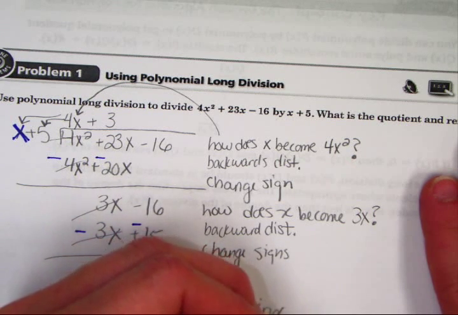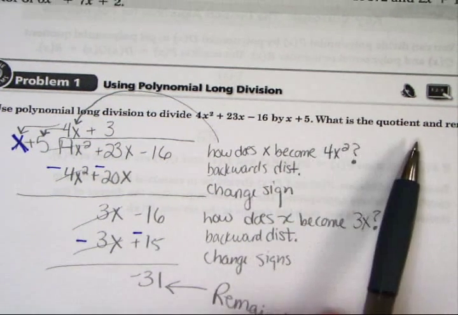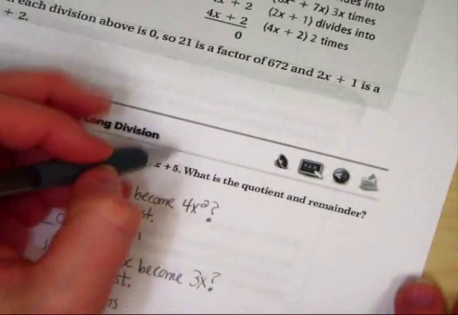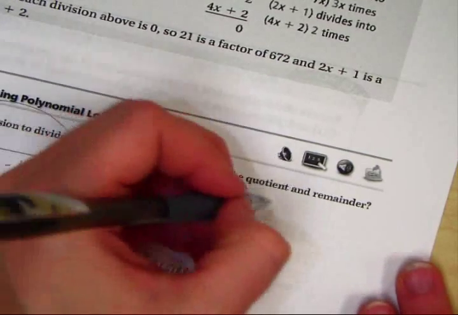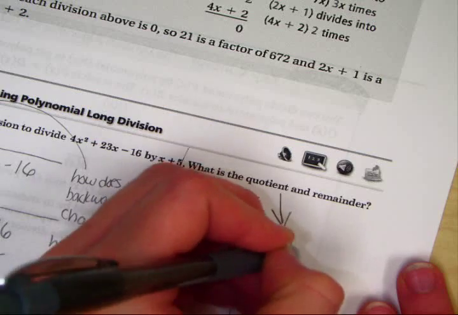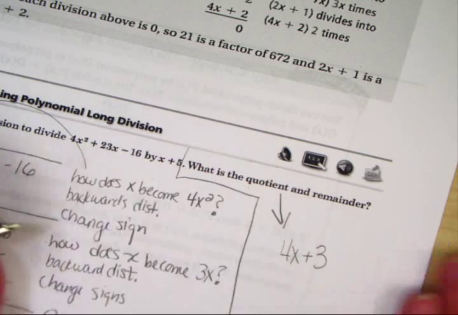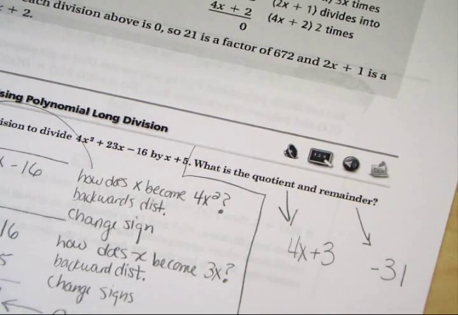Now, the reason it's your remainder is because x can never fit into negative 31. So it says, what is the quotient? We're going to answer our question over here. What is the quotient? The quotient is 4x plus 3, and the remainder is negative 31.